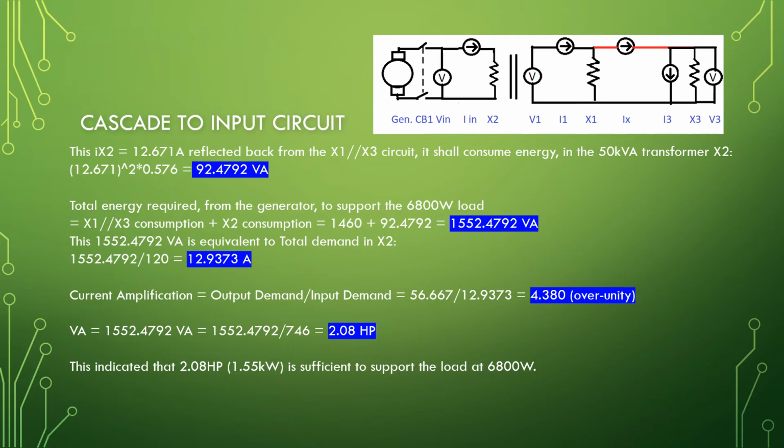VA equal to 1,552.4792 VA divided by 746 equal to 2.08 horsepower. This indicated that 2.08 horsepower is sufficient to support the load at 6,800 watt.